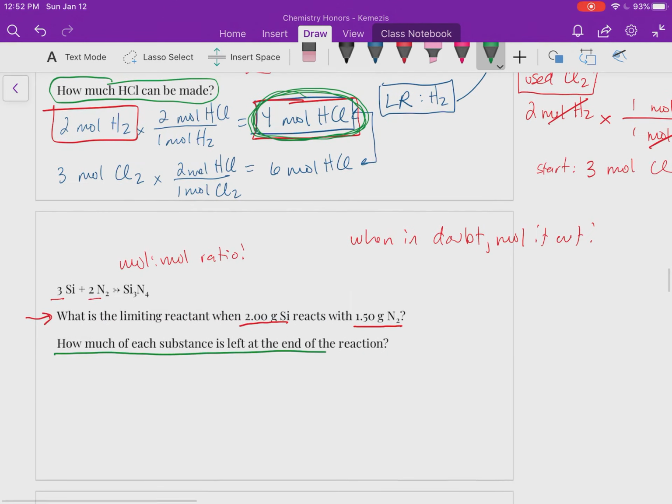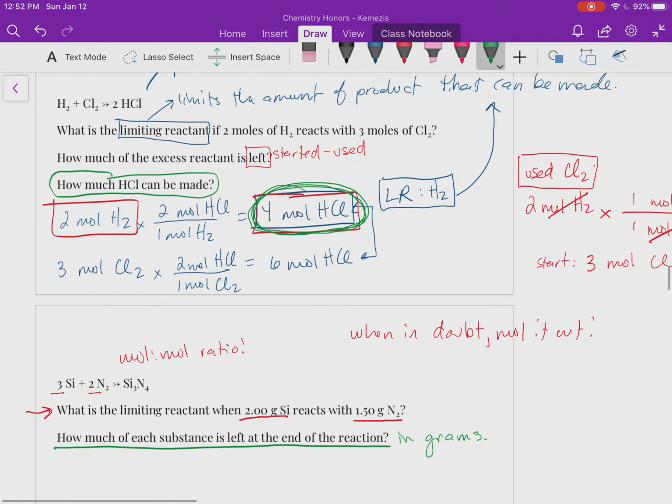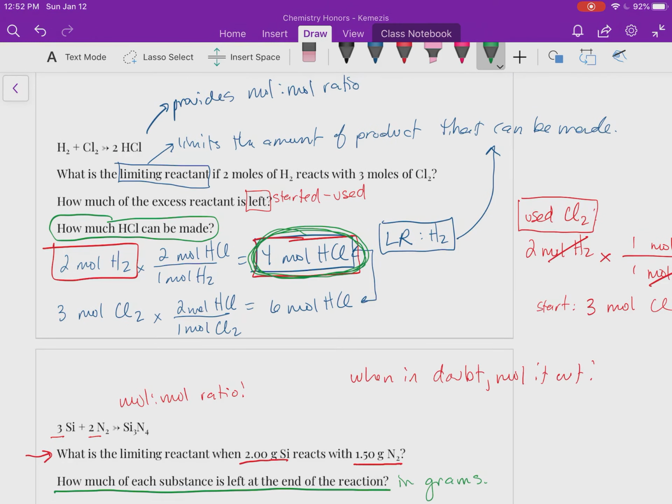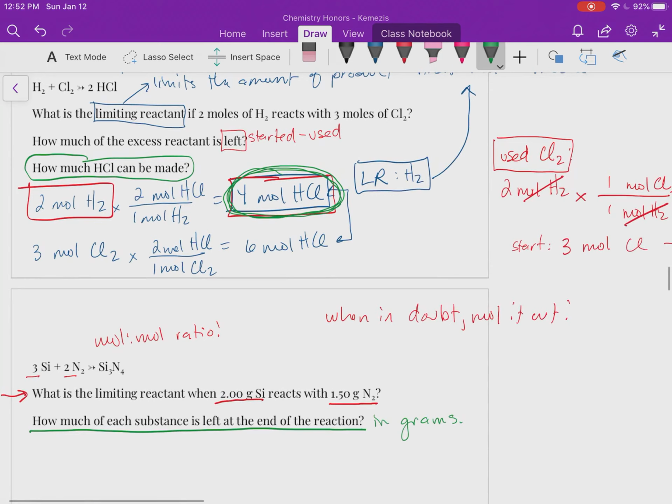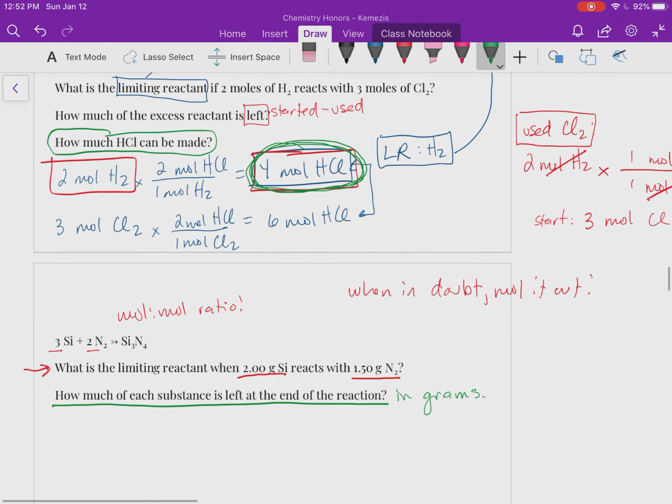This part down here, how much of each substance is left at the end of the reaction, I'm going to be specific in grams. That's including the product. So how much product did we make and how much of each reactant is left over. So try your best to utilize the ideas that we saw up here when we're dealing with moles. Hopefully we understand that we need to turn these grams to moles, and while it seems more complicated, it actually is all essentially the same question.